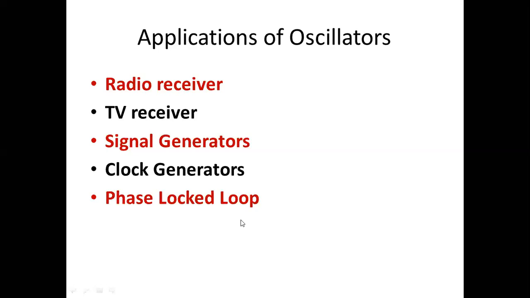So this is the Barkhausen criteria and oscillator circuit operation. I hope you understand the concept of Barkhausen criteria and the working of oscillators. Thank you.